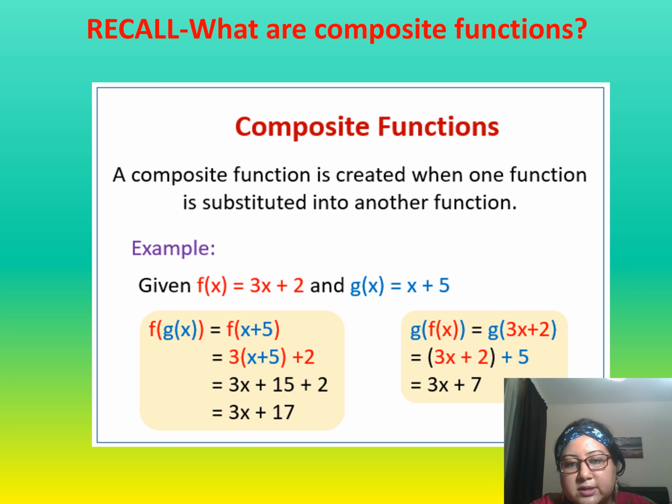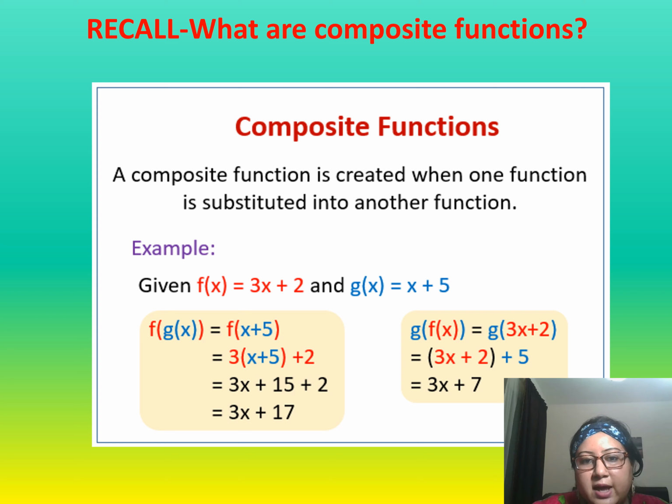As you would see in this example, I've taken here f(x) as 3x plus 2 and g(x) as x plus 5. Now what we are going to be doing is, if we take one function, for example, I take g(x) and I substitute this function inside f(x). So f(x) here becomes my outside function and g(x) becomes my inside function. So what is going to happen when we do so? In that case, we are calculating f of g(x).